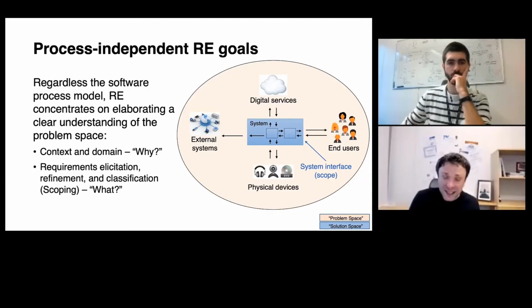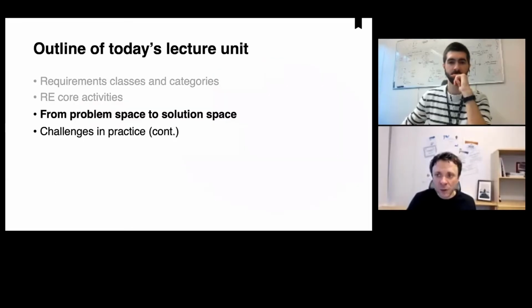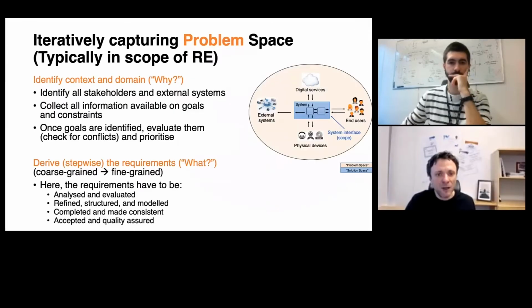Now, on the right side, you see a highly sophisticated model that I drew in PowerPoint, and we will be using this model in the following to discuss the problem space and the solution space and how we jump back and forth a little bit in more detail. Now, when we say that in requirements engineering we focus on specifying the problem space by identifying the why and the what, what do we mean by that?